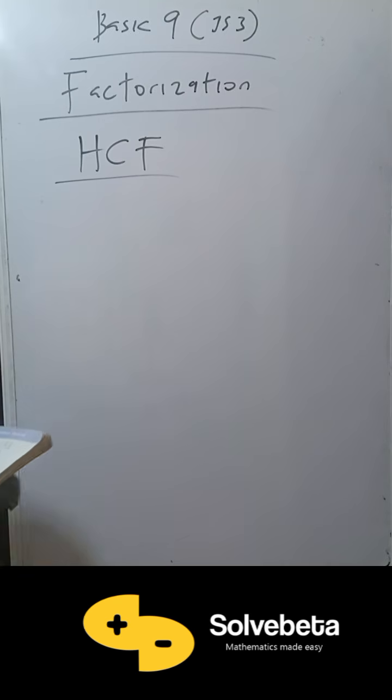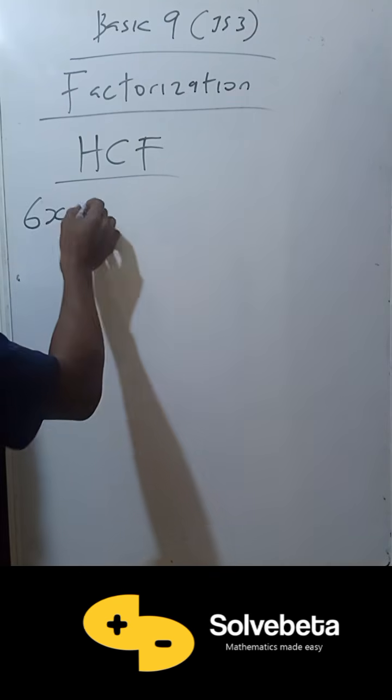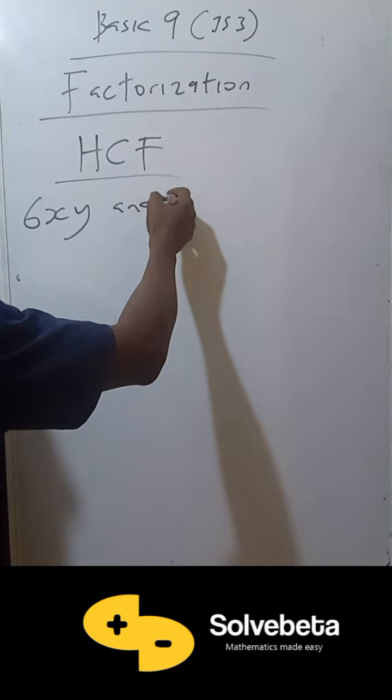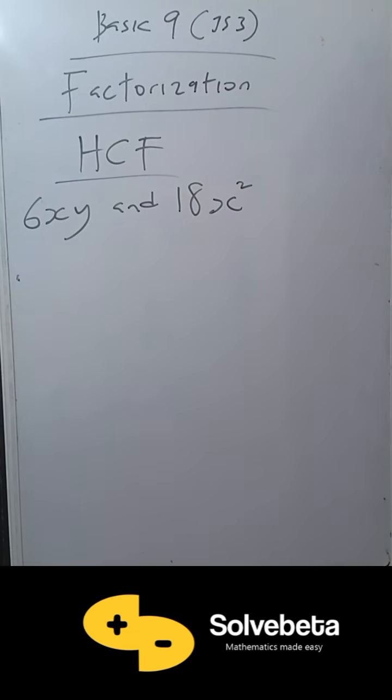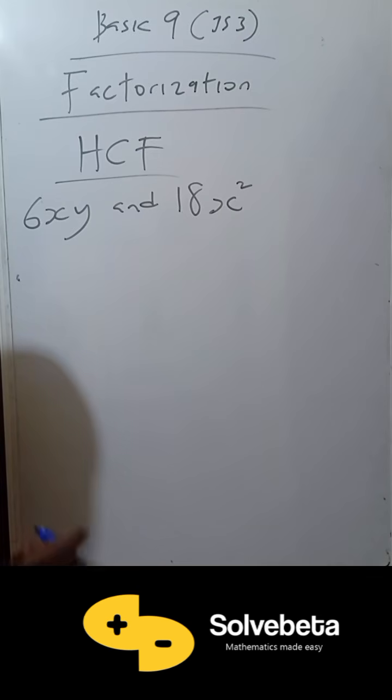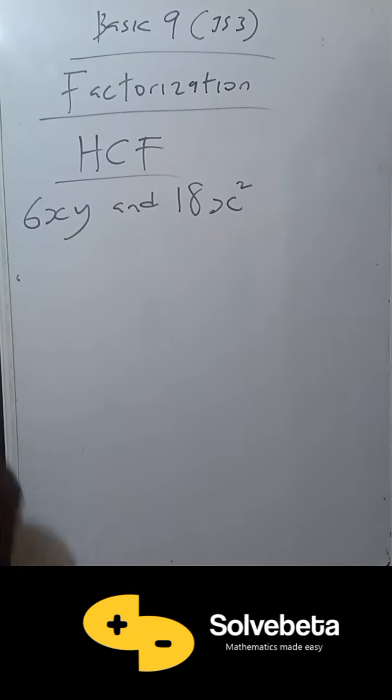Find the HCF of this. If you have to find the HCF of 6xy and 18x squared, there are 2 ways of doing this. There are 2 ways of finding the HCF of this. Let me show you this way.